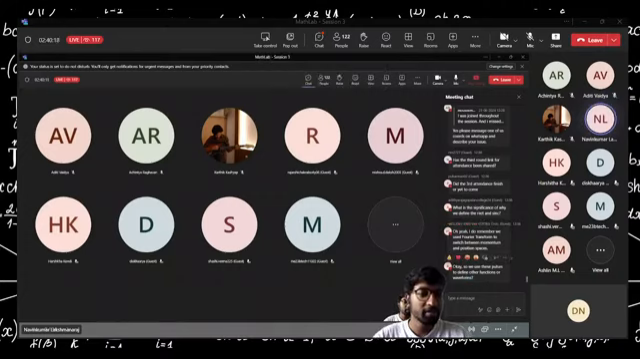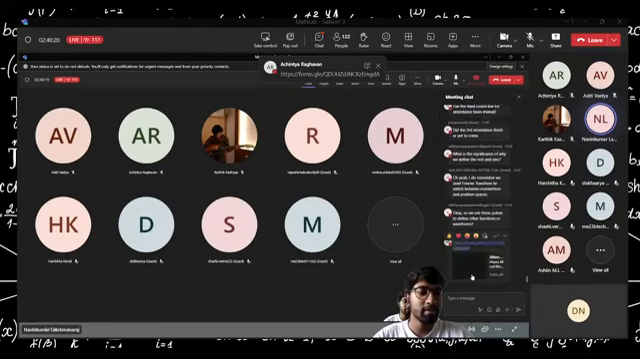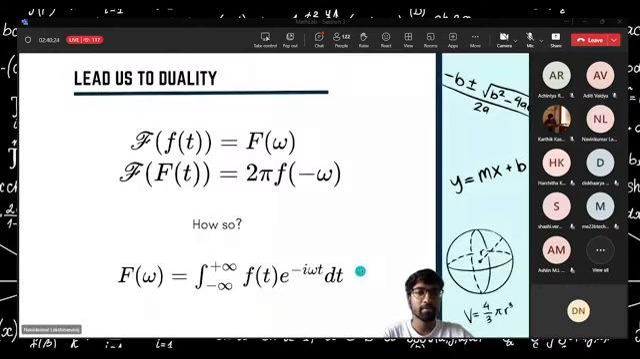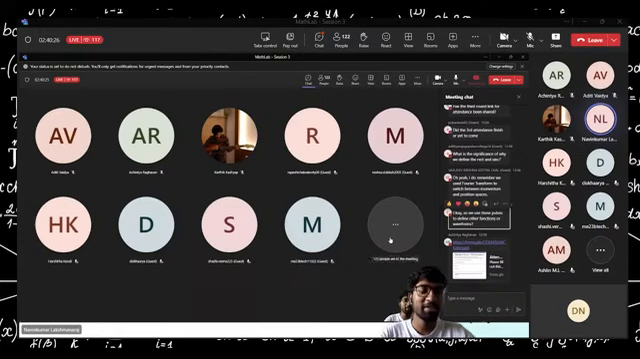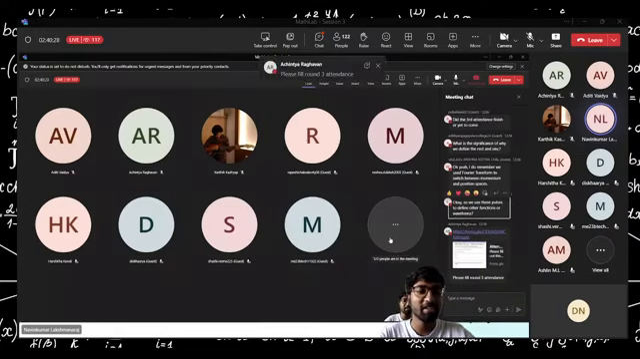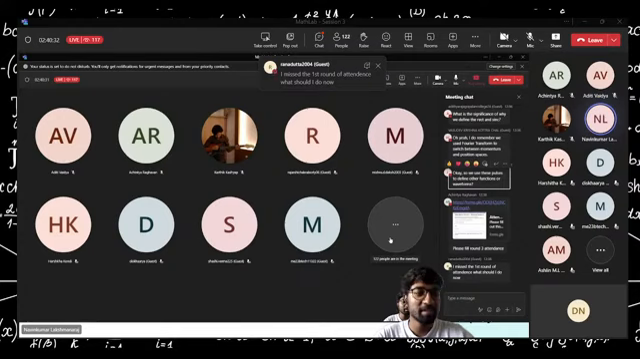Yes, Aditya, you're correct. These pulses are often used to define other functions. At the same time, it's also quite interesting to just learn about the functions themselves. They also have some pretty interesting properties.